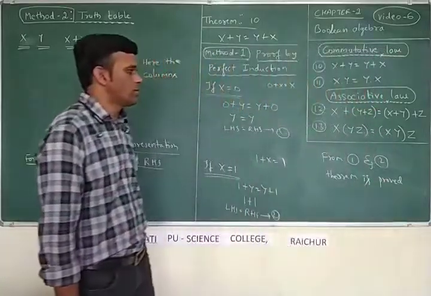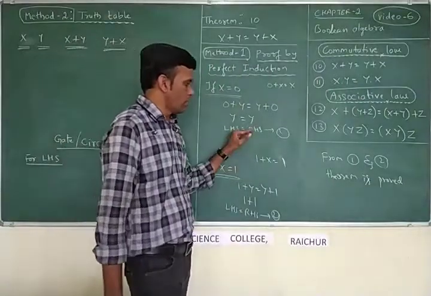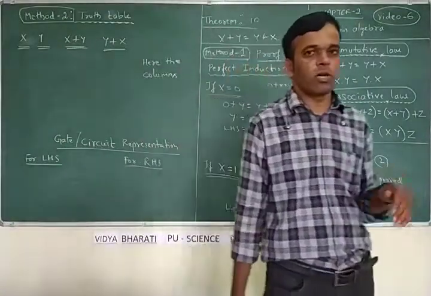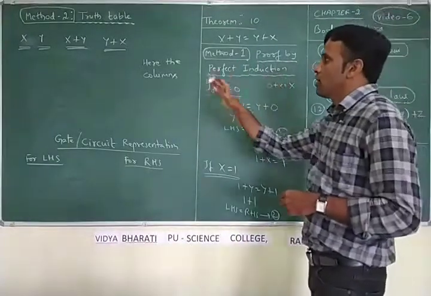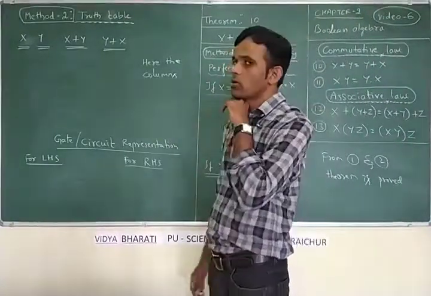Okay, that is the conclusion. So in both the cases we are getting LHS equals to RHS. So it's about the proof by perfect induction. Let me go for using truth table.